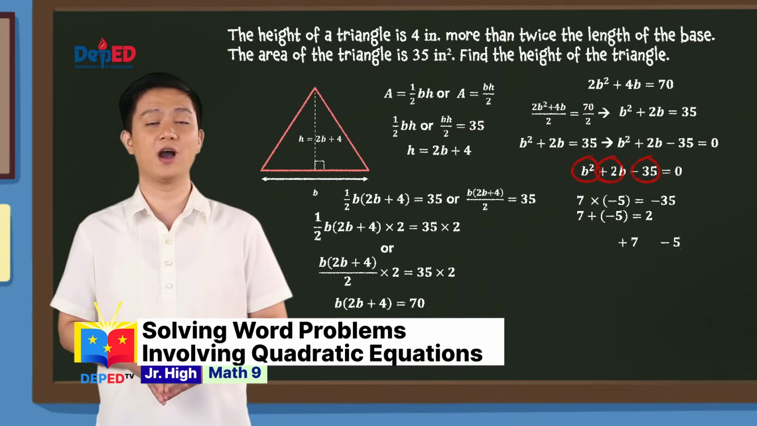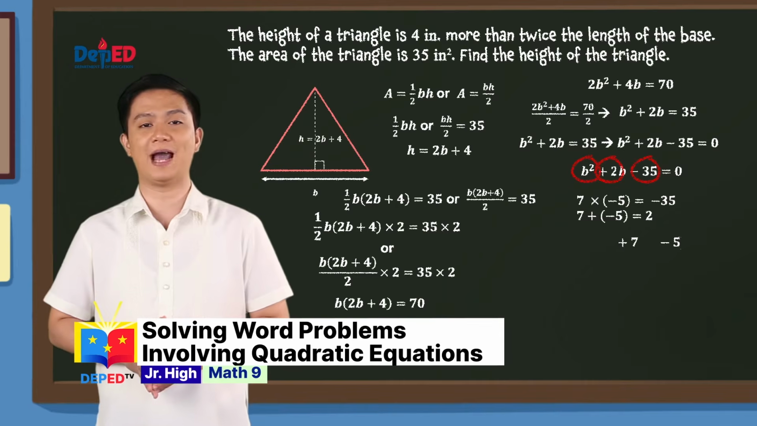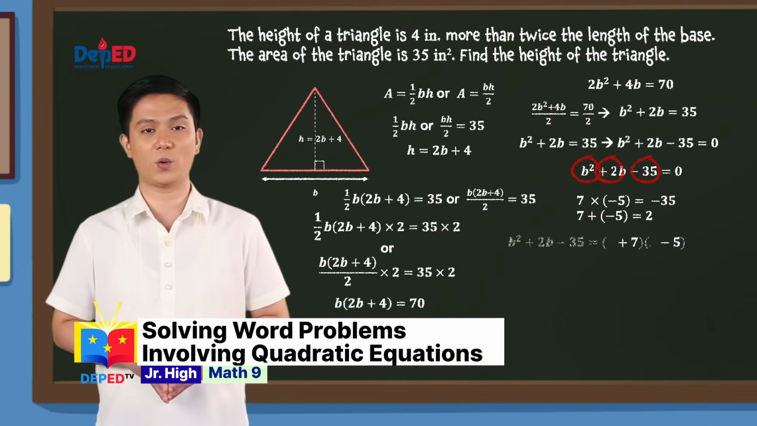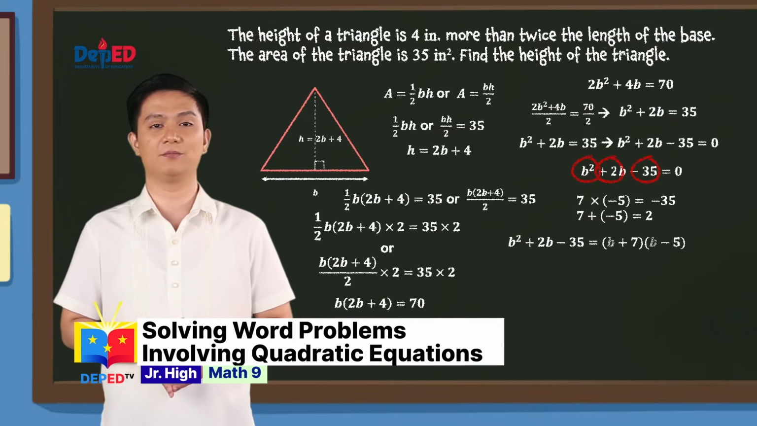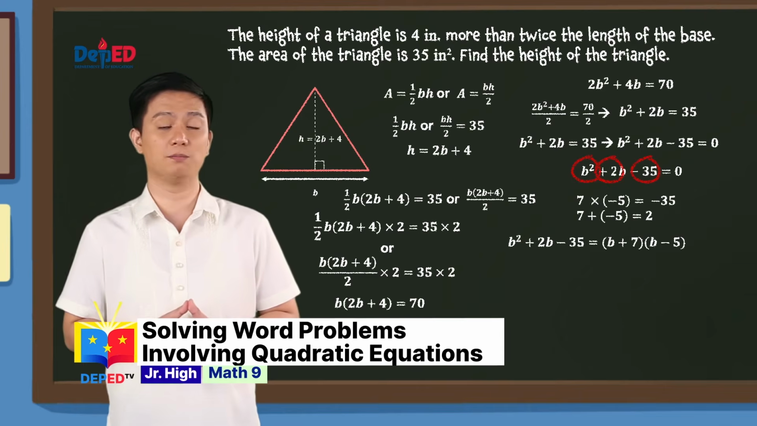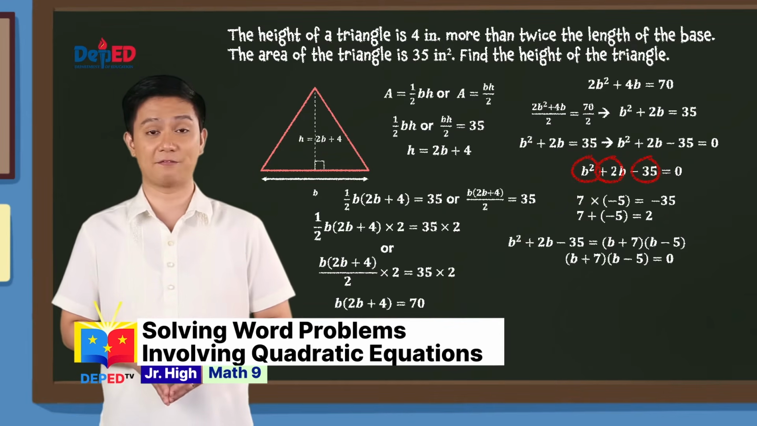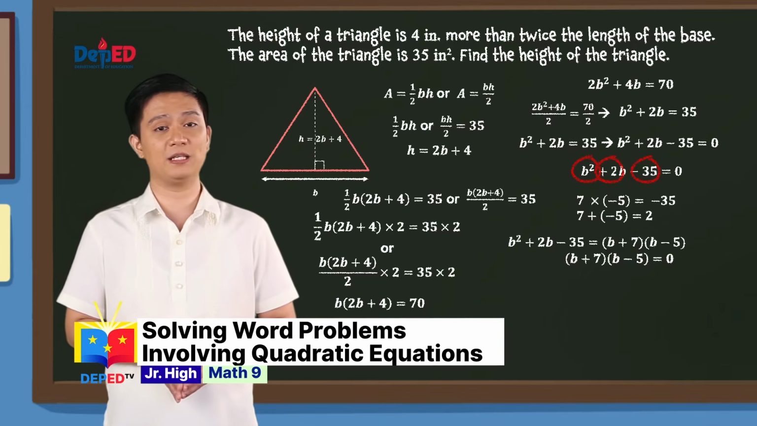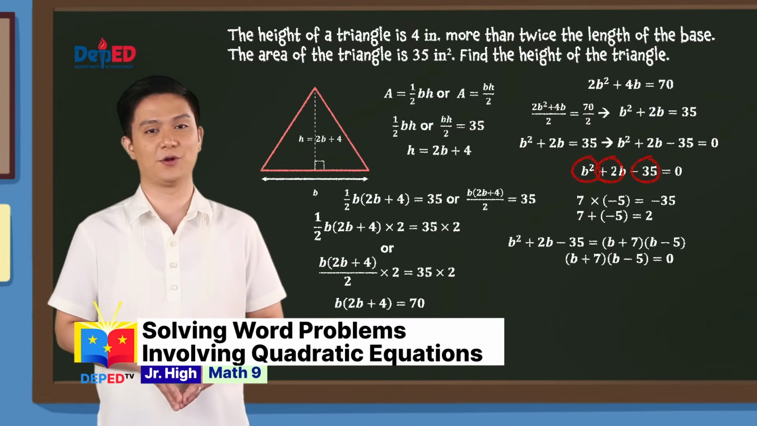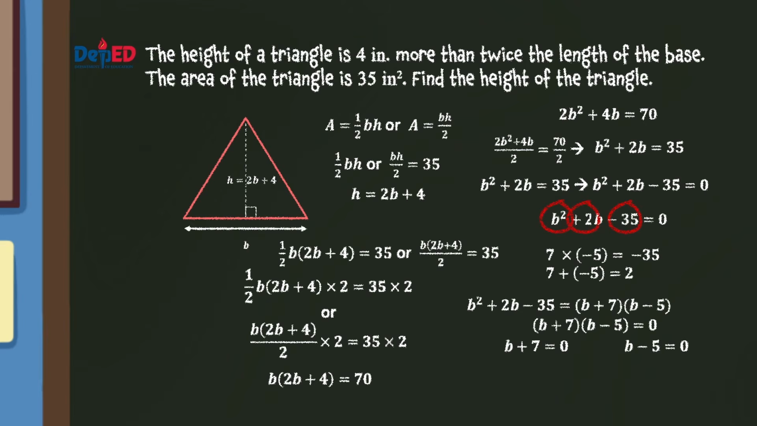7 and negative 5 are the constant terms in the binomial factors of the trinomial b squared plus 2b minus 35, while the first terms are of course both b. Hence the equation: the binomial b plus 7 multiplied by the binomial b minus 5 equals 0. When equated to 0, b plus 7 and b minus 5 will yield the values negative 7 and 5 respectively.